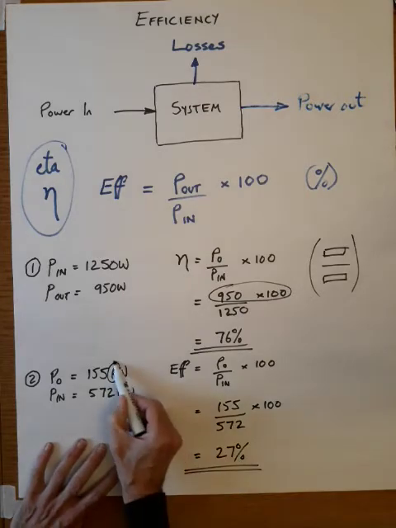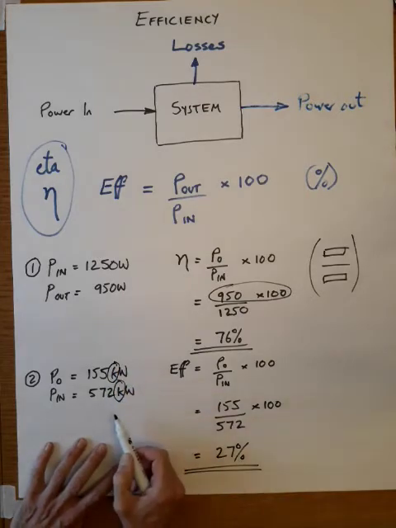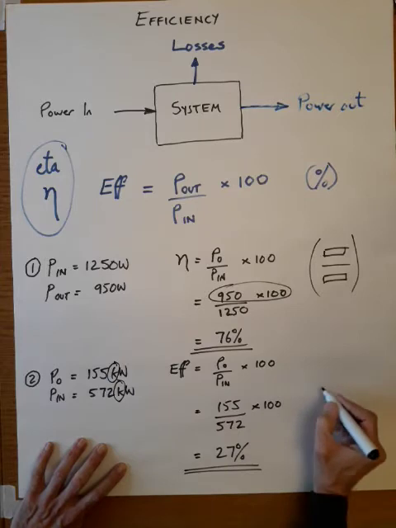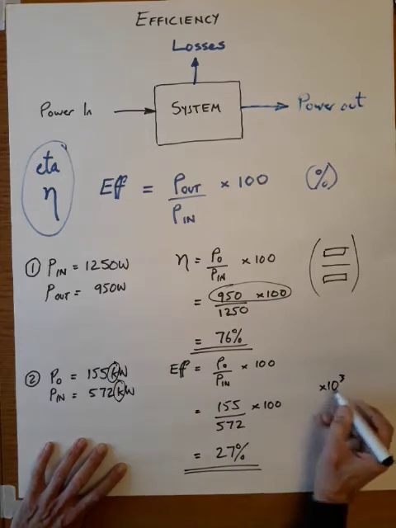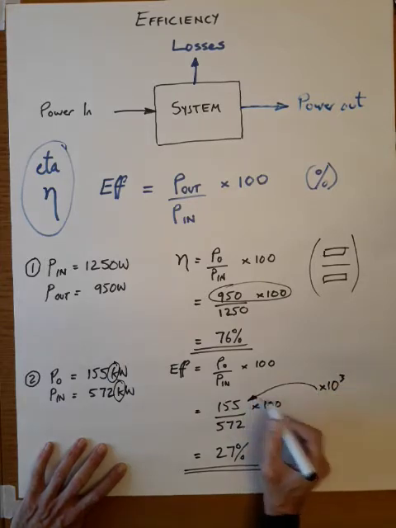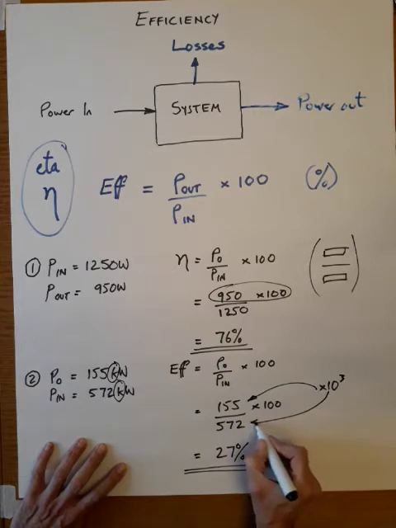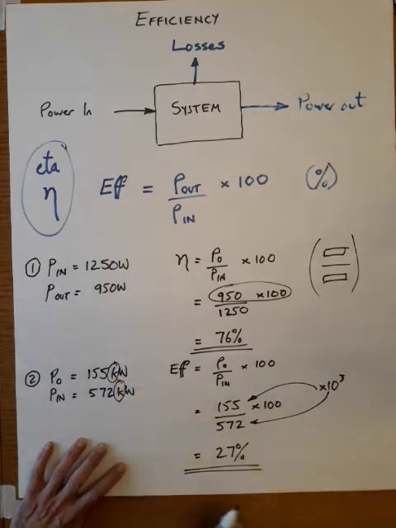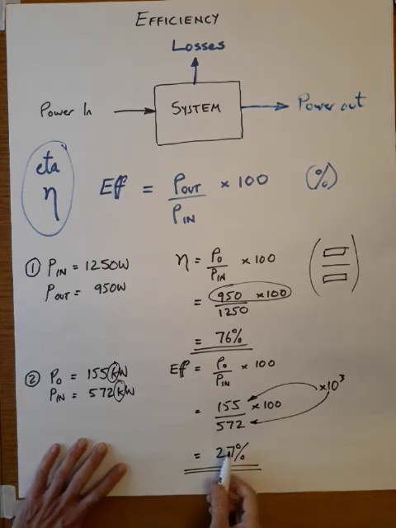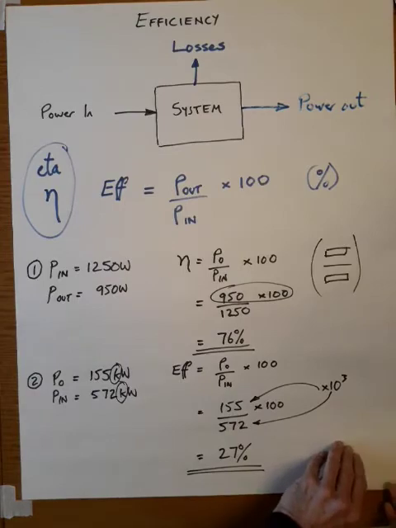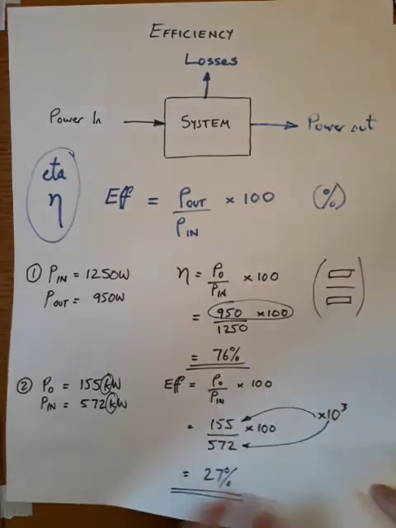Because this was in kilowatts and this is in kilowatts, I didn't write times 10 to the 3 there, and I didn't write times 10 to the 3 there, because it's the same unit top and bottom, so they basically cancel. So that's that one. Let me do one final example, then you can have a look at the questions on your handout.